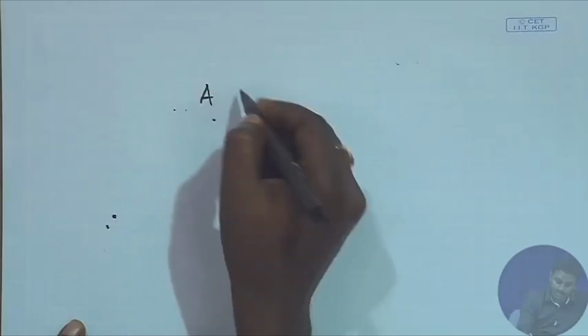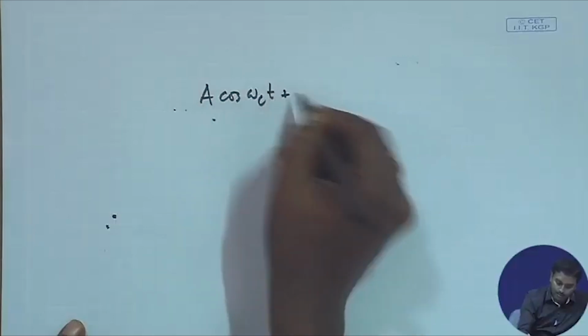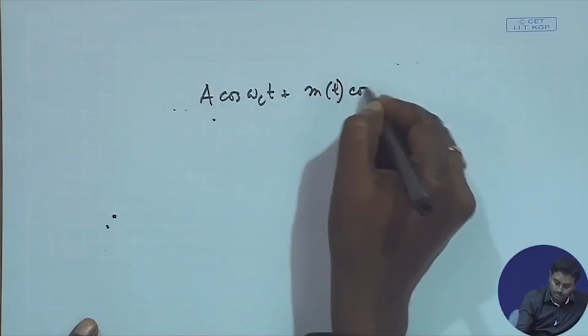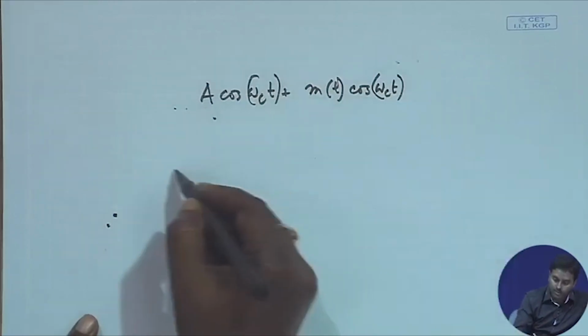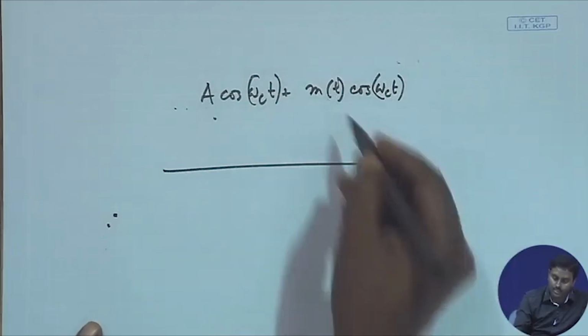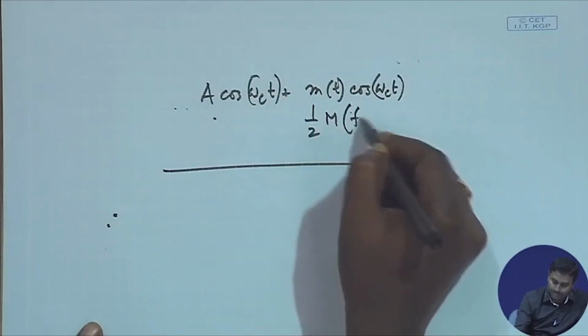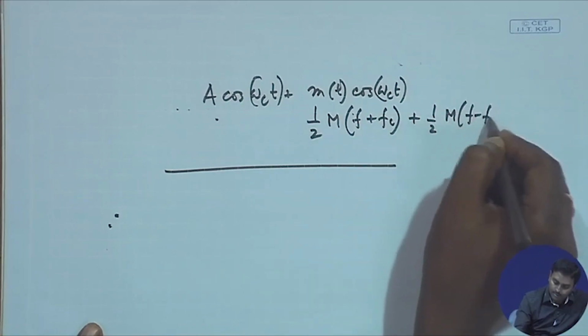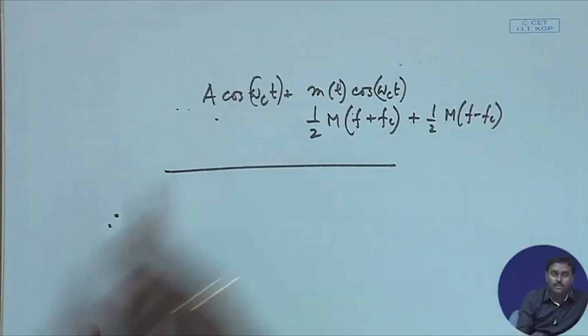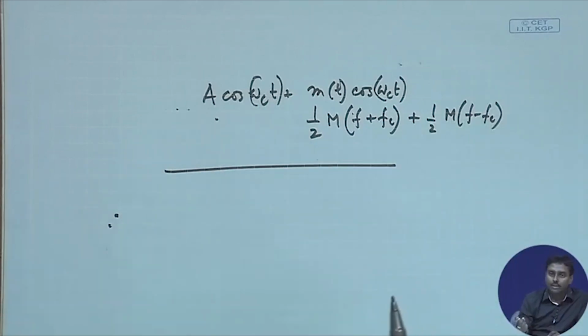This particular modulation technique, for that reason, as we have seen, has a carrier. So if we now try to see the frequency domain representation of the modulated signal, which is A cos omega_c t plus m(t) cos omega_c t: this m(t) cos omega_c t, of course, will be half M(f plus fc) plus half M(f minus fc). This is all right, but this cos omega_c t will be two delta functions, right.